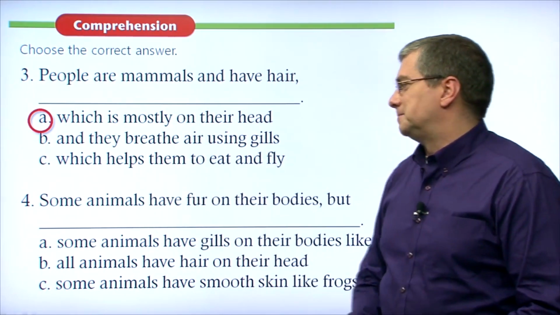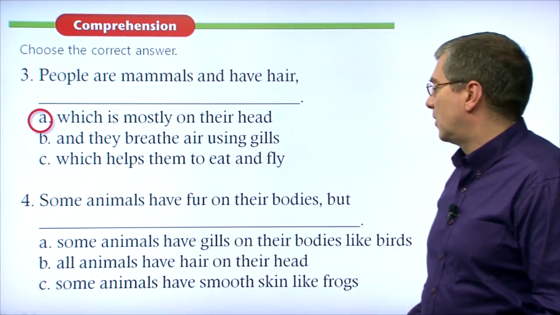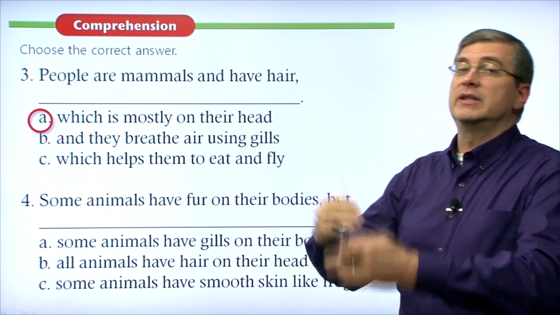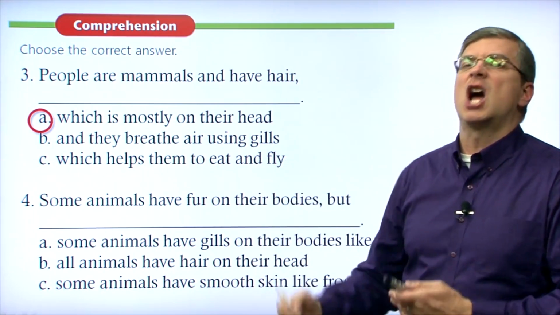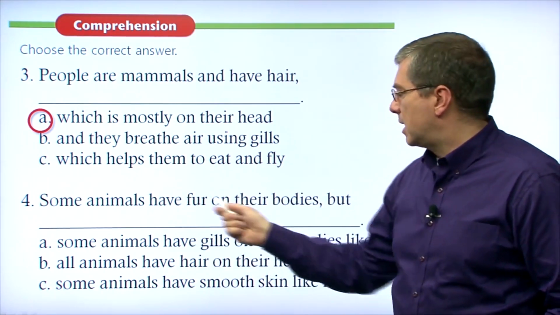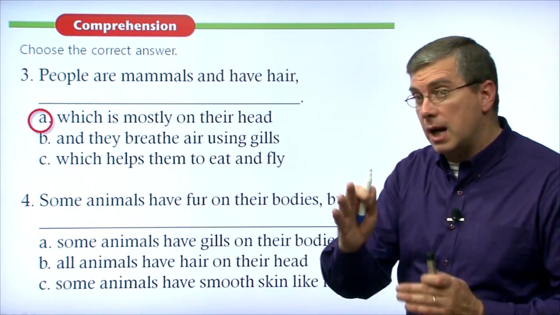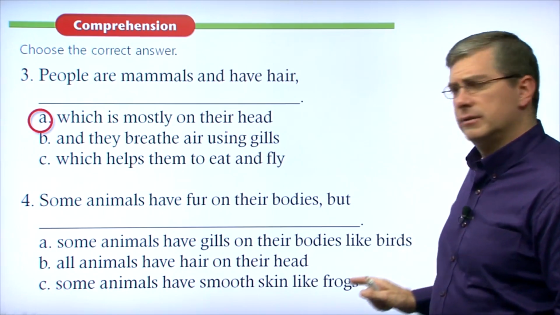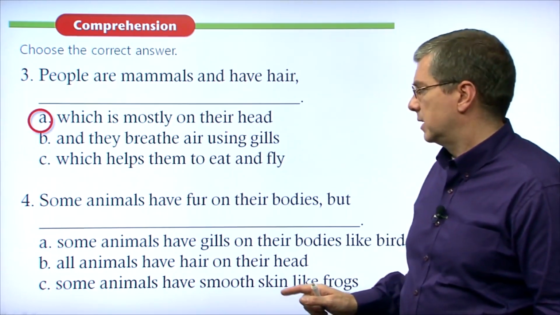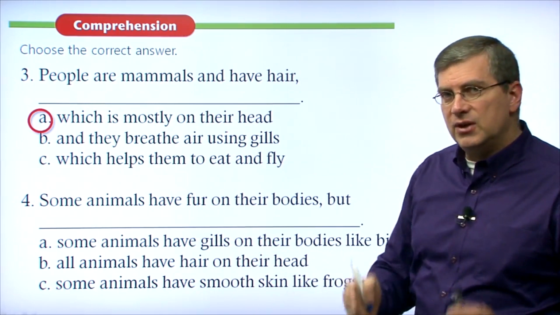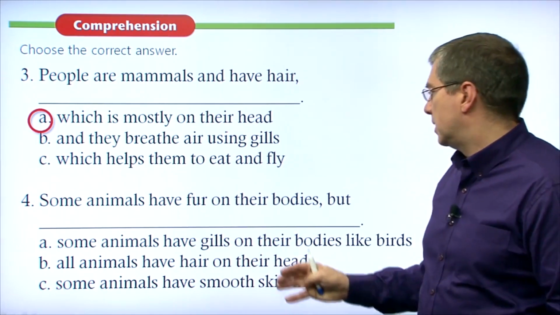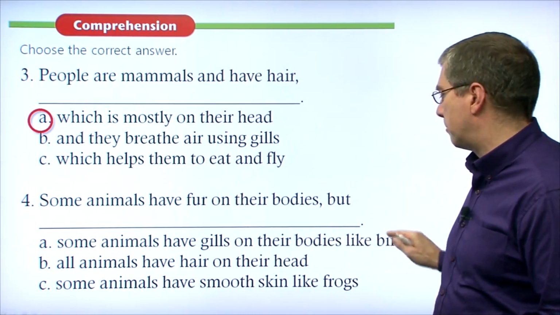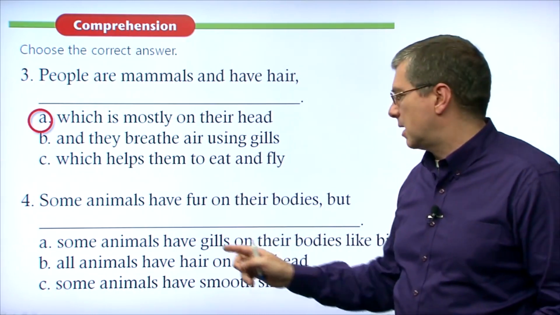Moving on to number 4. Some animals have fur on their bodies, but, okay, but means we're going to see something opposite, something that's contrary to the first part. Some animals have fur on their bodies. It's true, but A, some animals have gills on their bodies like birds. Is that true? No, it's not true. Animals don't have gills. Fish have gills. Well, fish are animals, but some animals have gills on their bodies like birds. Like birds, that's the key right there.